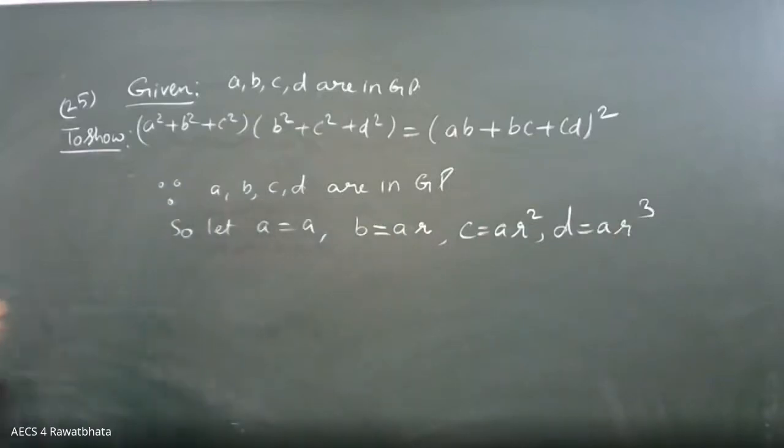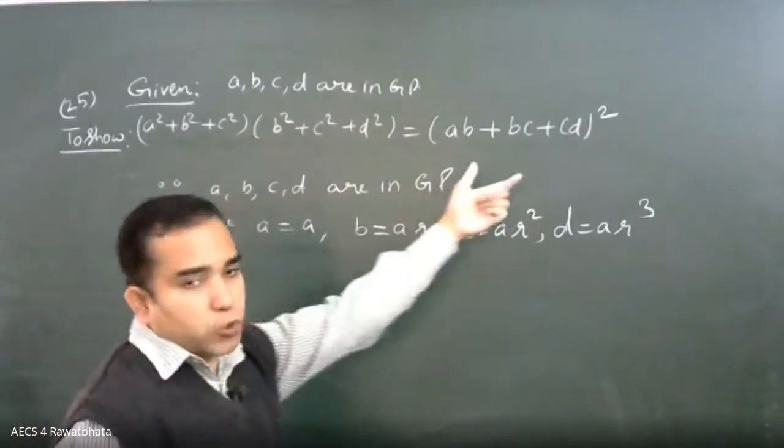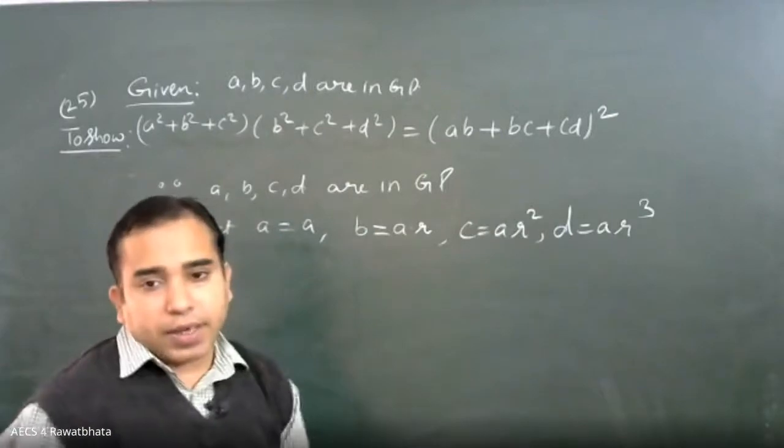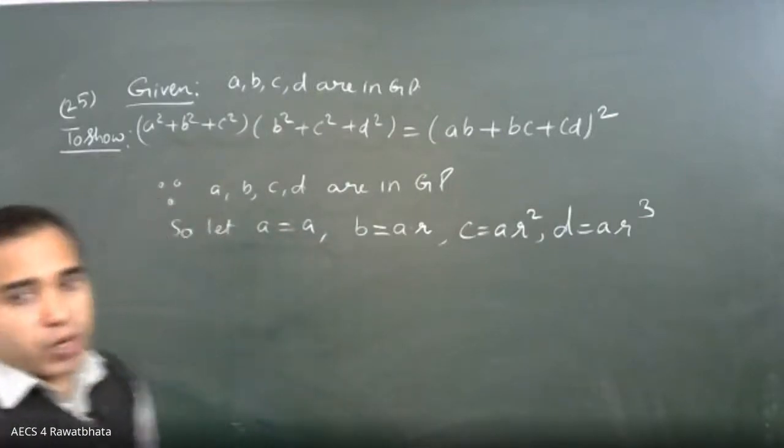So next, what is the plan? The plan is that we begin with the left side and simplify. The right side also we simplify. Put A, B, C, D in terms of A and R. And we hope that both will come out equal, right?